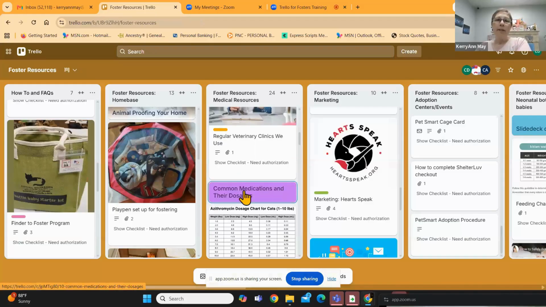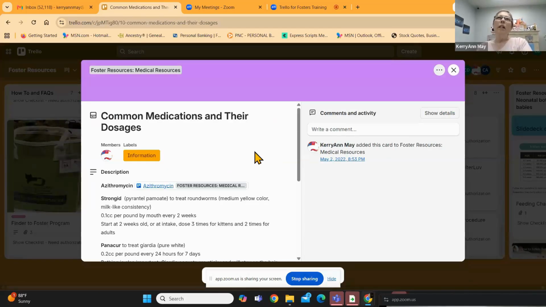Okay, so the next big one is this purple button here, common medications and their dosages. And so, we practice something called shelter medicine or herd management, which means that we're trying to maximize our limited resources to help the most cats that we can. And so if we suspect a cat might have coccidia or giardia, I'll use that as an example.